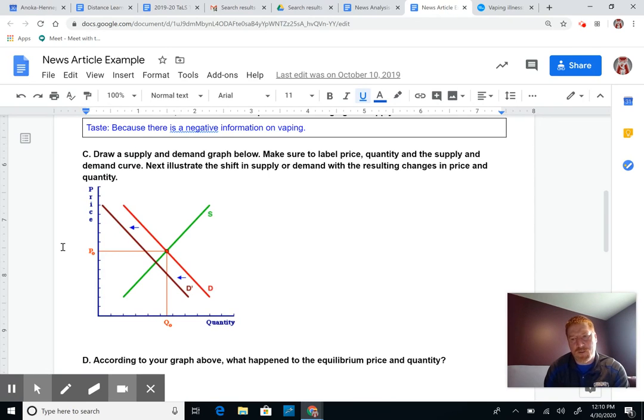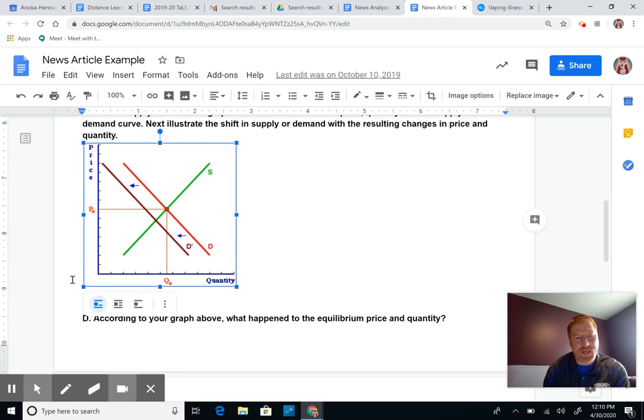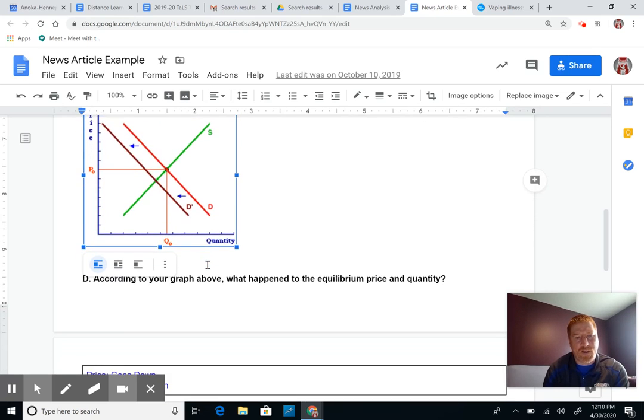So I just typed in Google Images, or typed in a decrease in demand, and found this nice graph. That's all I did. And then I inserted the graph right here. So I did not draw that. I just copied a picture and put it in there.